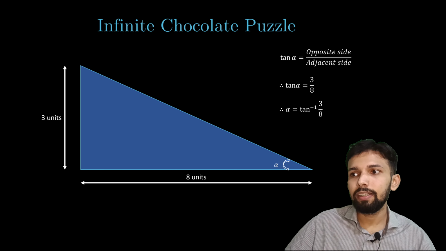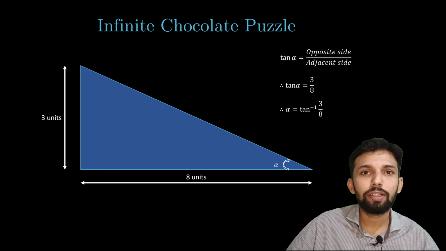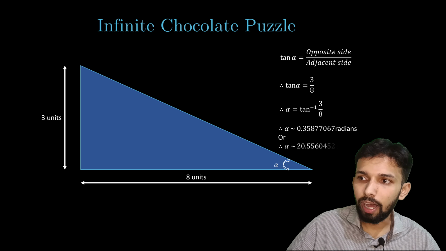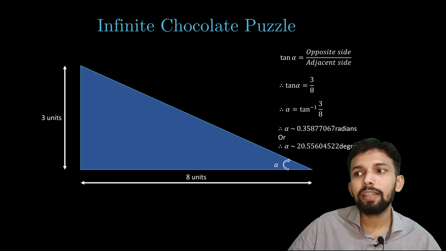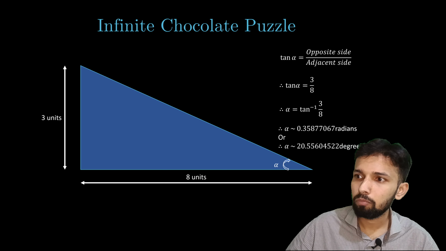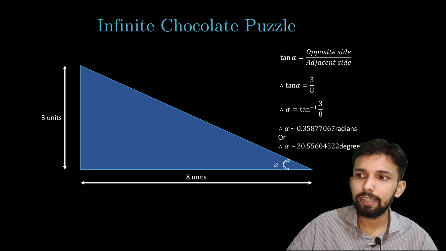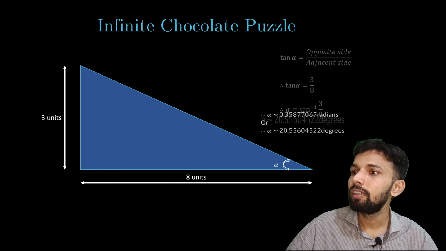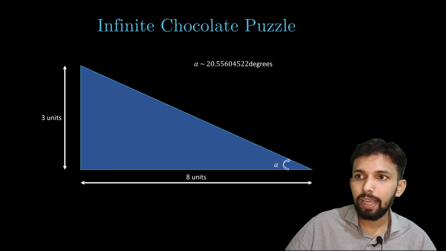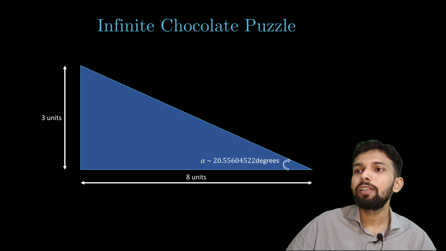So if we take the inverse function of tan, or arctan of 3 over 8, we get the value of alpha nearly 0.358 radians, which is nearly 21 degrees. We can round it off to the nearest one and call it 21 degrees. So for the blue triangle, the angle alpha is 21 degrees.